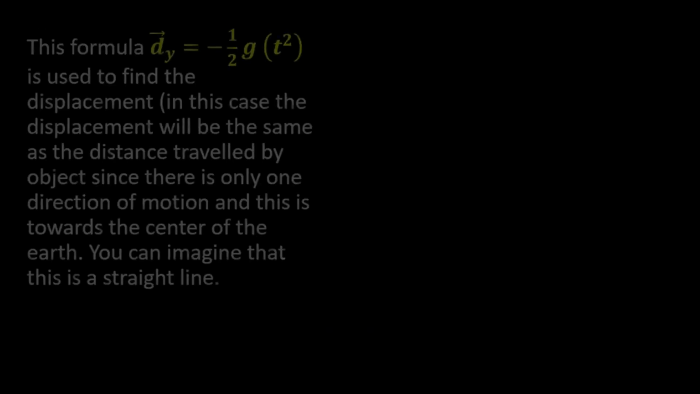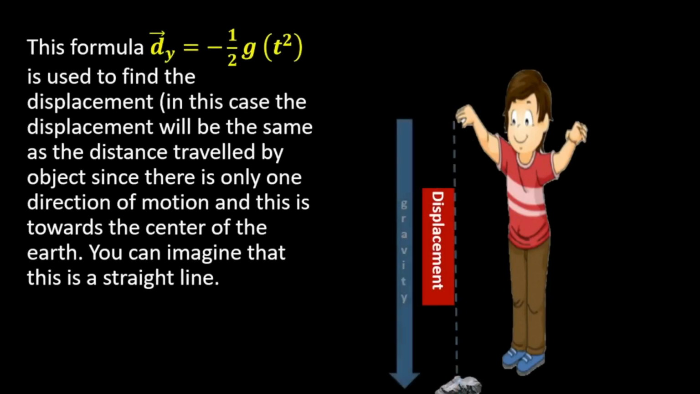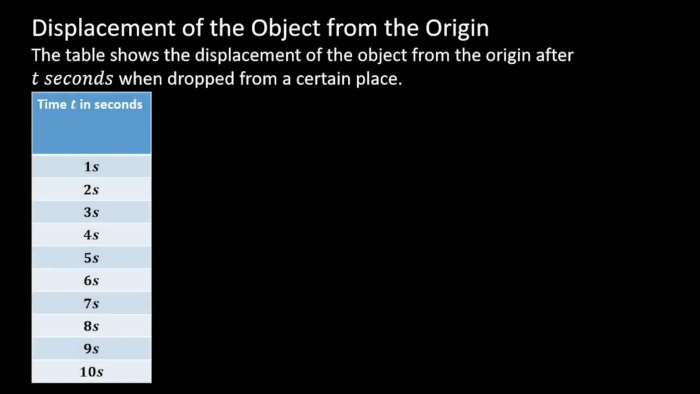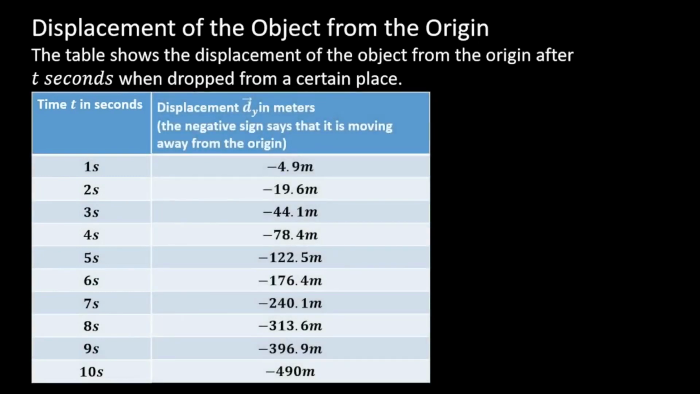This formula is used to find the displacement. In this case, the displacement will be the same as the distance traveled by the object since there is only one direction of motion, and this is towards the center of the Earth. You can imagine that this is a straight line. The table shows the displacement of the object from the origin after t seconds when dropped from a certain place. On the table shown below, in the first column, each row shows time t given in seconds. In the next column, the values of the displacement in meters have a negative sign because the object is moving away from the origin.